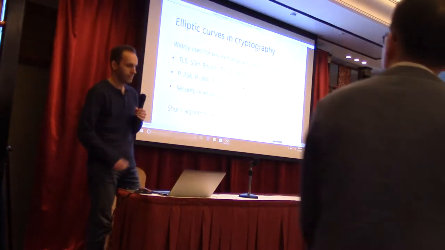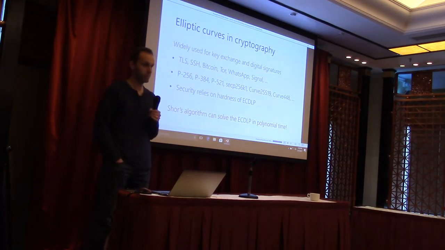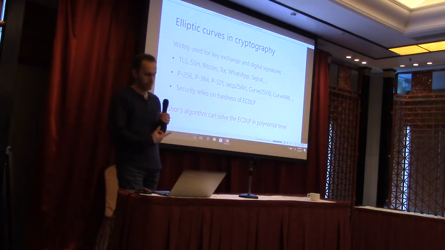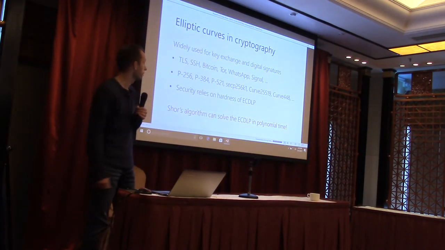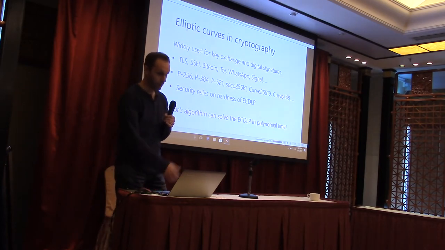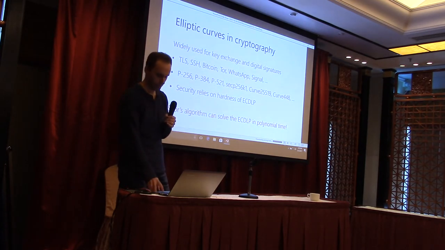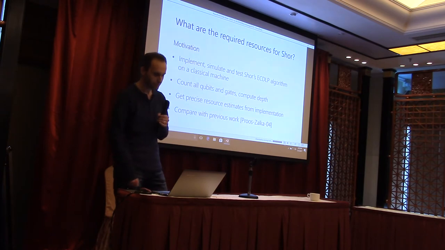All right, so let's have a closer look at the algorithm to compute elliptic curve discrete logarithms. I only put this slide because I could mention the word Bitcoin, which is always good these days. Okay, so all of these curves will be broken, but how broken? What are the exact resources we need for actually computing the discrete log with Shor's algorithm?